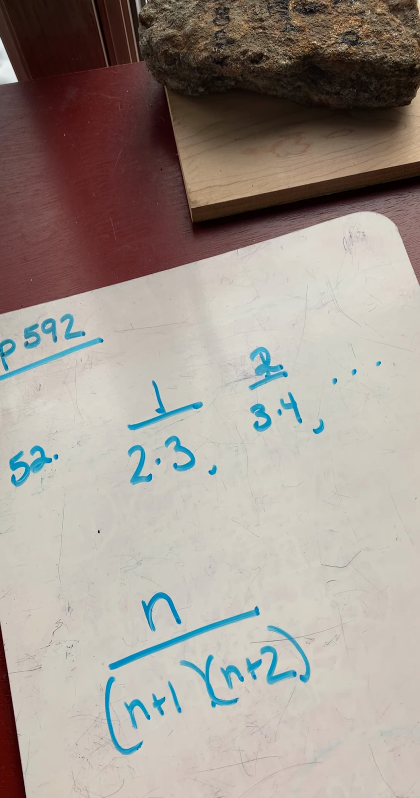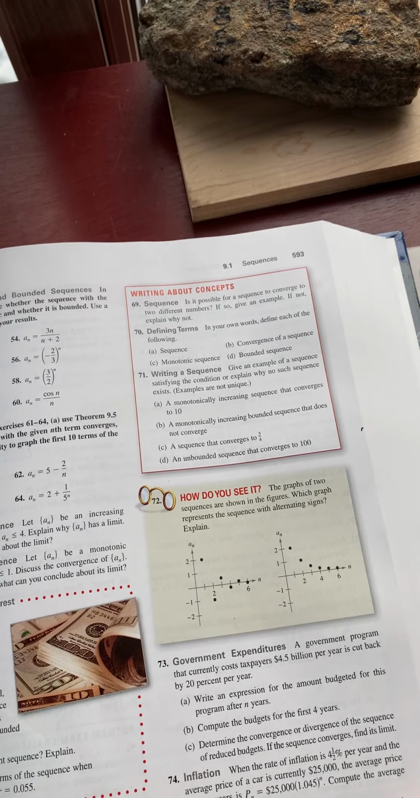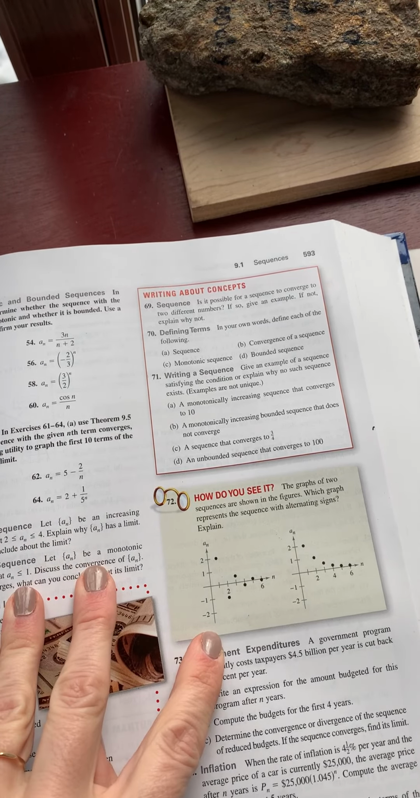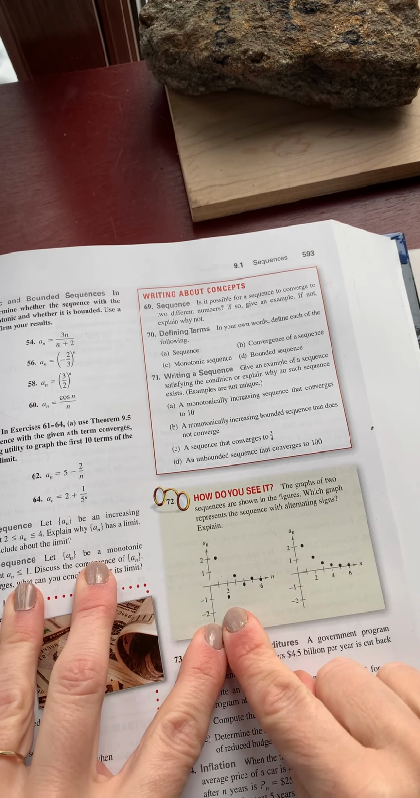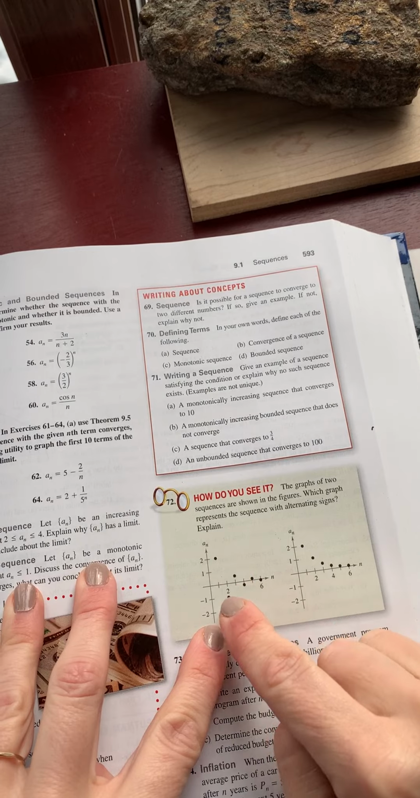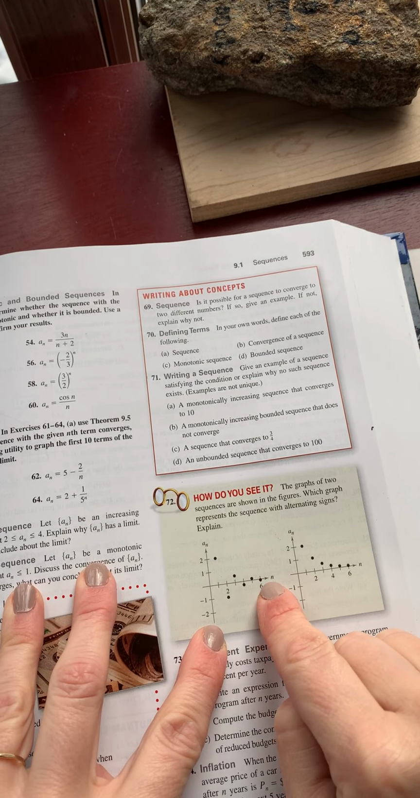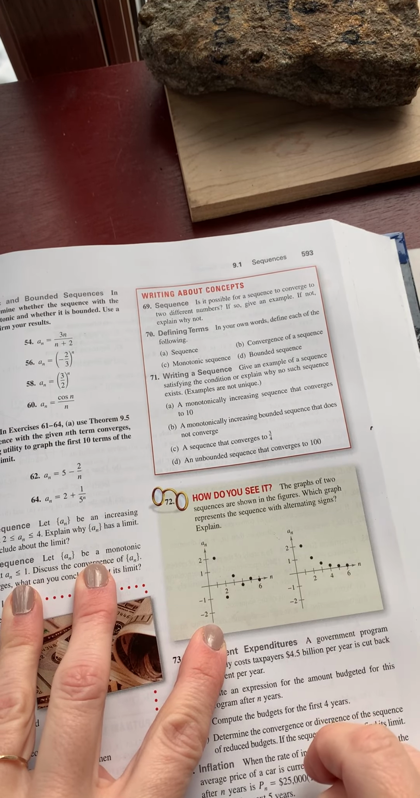All right, and finally, number 72 says the graphs of two sequences are shown in the figure. Which graph represents the sequence with alternating signs? Hopefully you were pretty good with that because of looking at 11 and 12. Which one's alternating signs? This one. Positive, negative, positive, negative, positive, negative. Duh, these are all positive, but just decreasing.